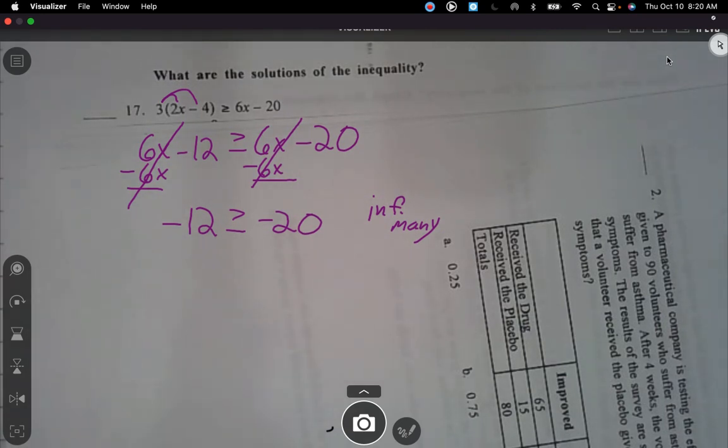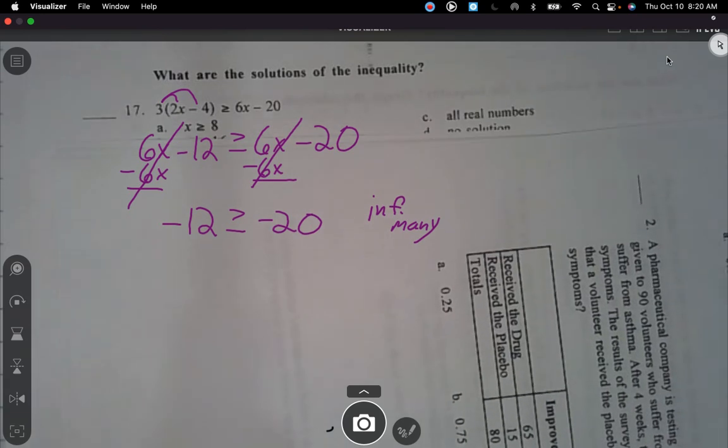Number 18. Does anybody need to write? Yep, I see some writing. Answer C. The answer for 17 is C. It should say, does it say infinitely many? It says all real numbers.